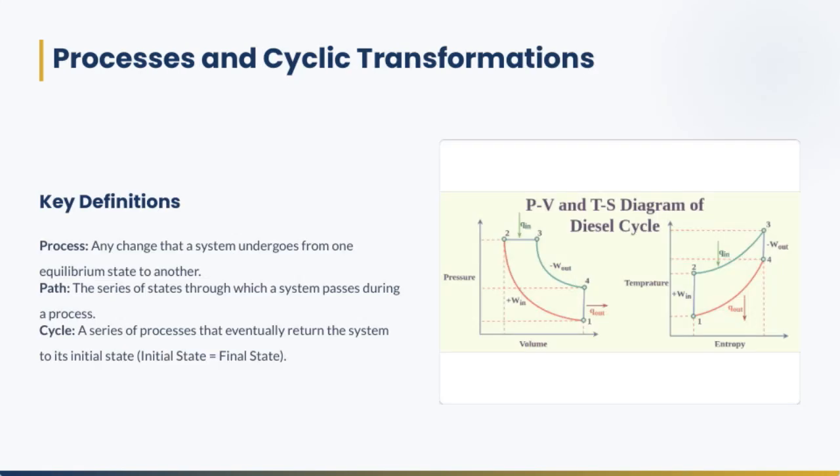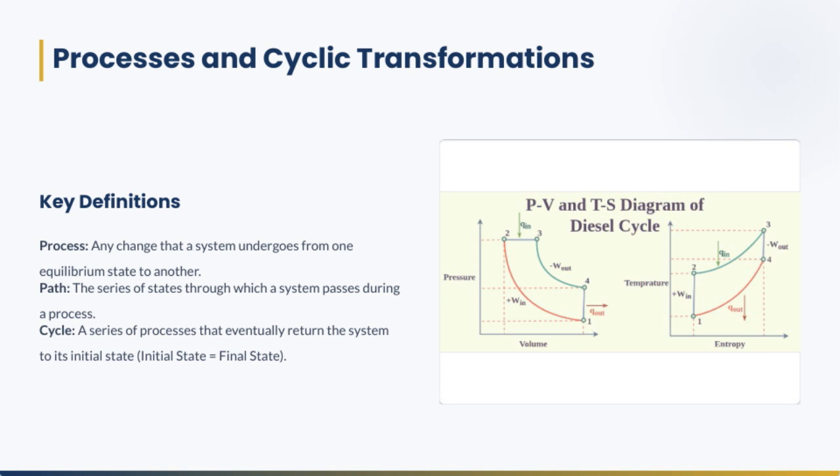Let's talk about processes and cyclic transformations. A cycle is essentially a series of processes that, when completed, bring the system back to its initial state. Think of it as a loop where the starting point and the ending point are the same. Now, the path refers to the actual sequence of states the system passes through during this process. It's like a journey that shows us how the system evolves over time.